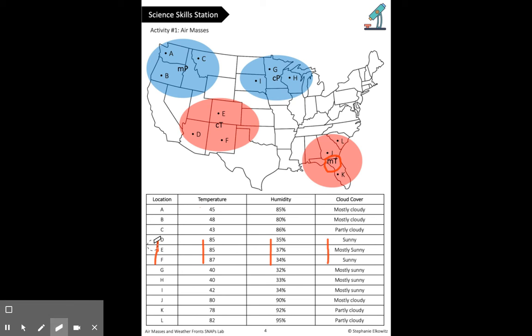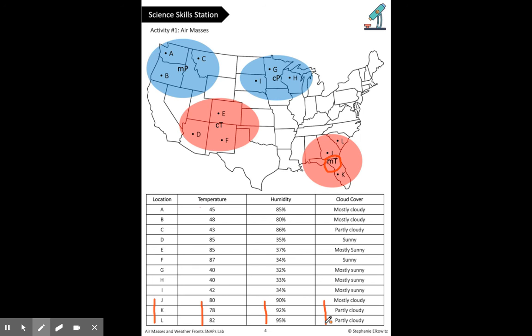And then lastly, we have our maritime tropical on the bottom right. That would be letters J, K, and L. Again, since it's tropical, we have warm temperatures. And since it formed over the water, or maritime, it's going to have high humidity from the water it collected as it formed. And since it's maritime, we also have mostly cloudy or partly cloudy skies as a result. So we can tell a lot from these air masses. Again, they're huge pockets of air, and wind causes them to move. As they move around, they're going to affect the weather in that area.